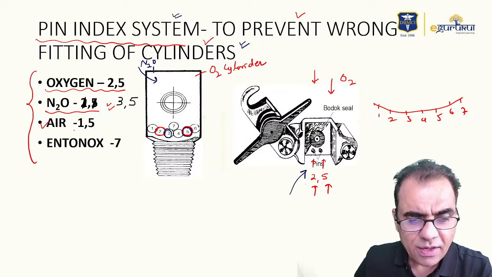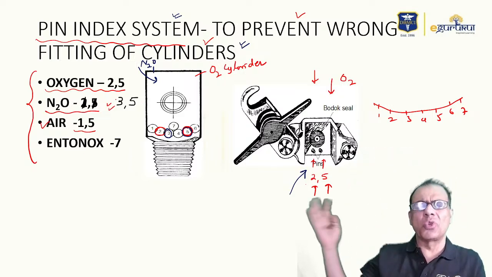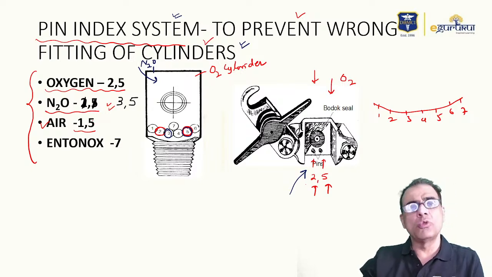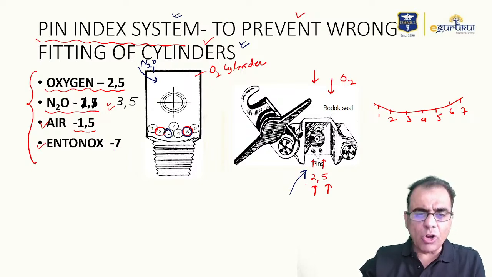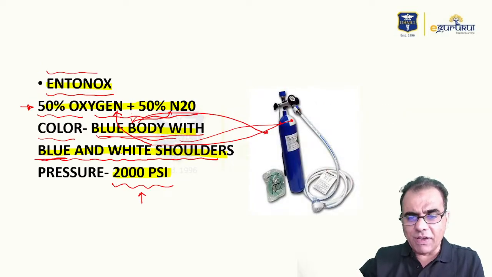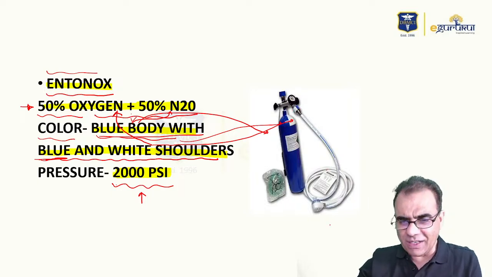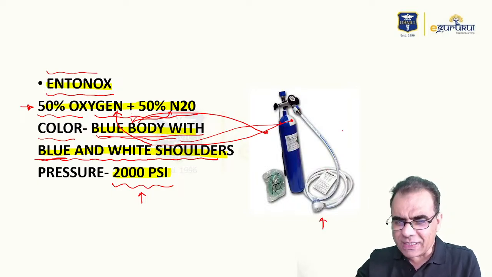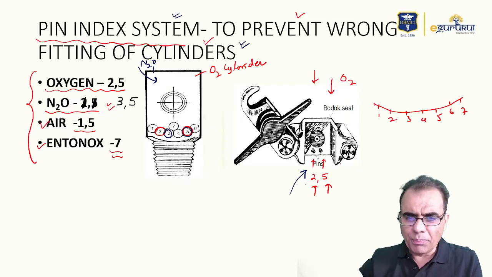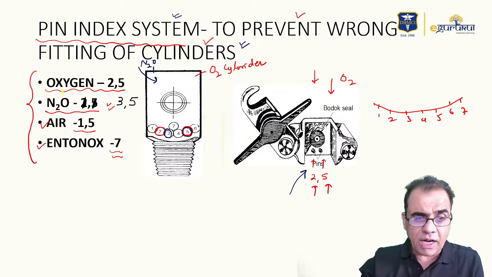Air is 1 and 5. However, air is not supplied through cylinders, so if you want to skip air, that is also okay. And Entonox has only a single pin at the position of 7. However, Entonox is also not fitted to the anesthesia machine. It is delivered through its separate system. So the Entonox pin index is also not that important. However, oxygen and nitrous oxide you must know.